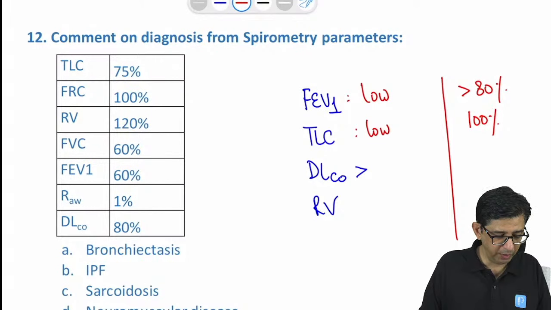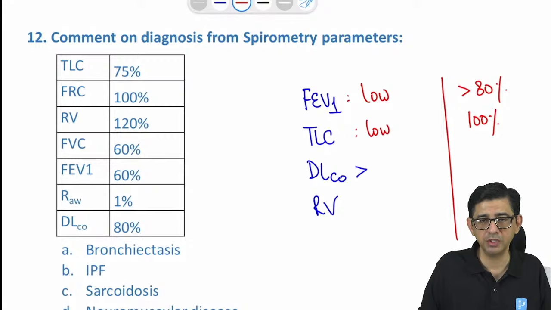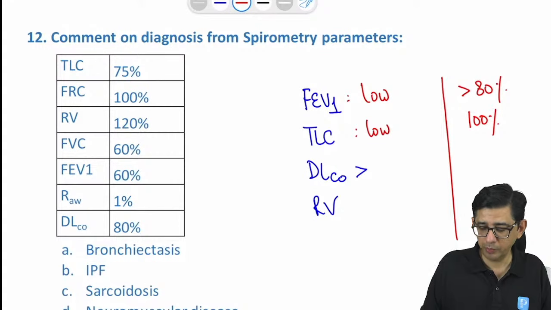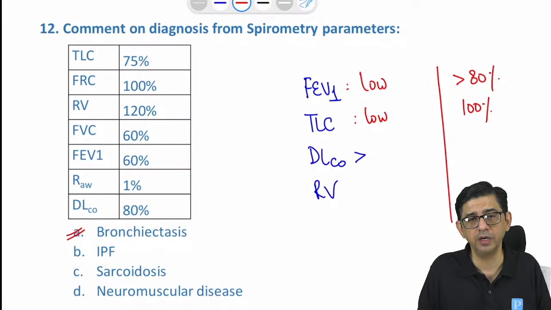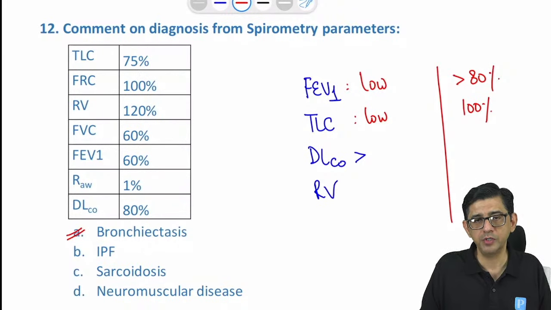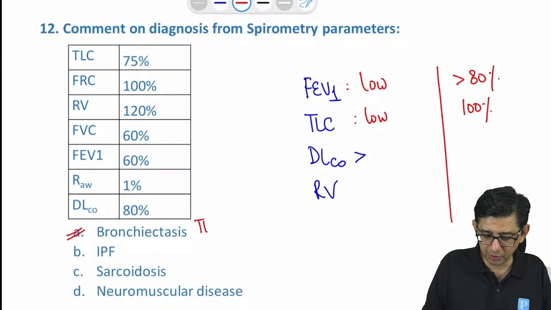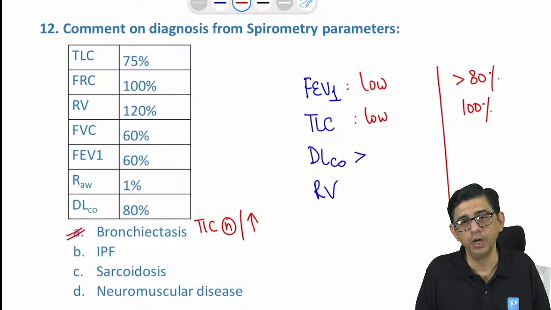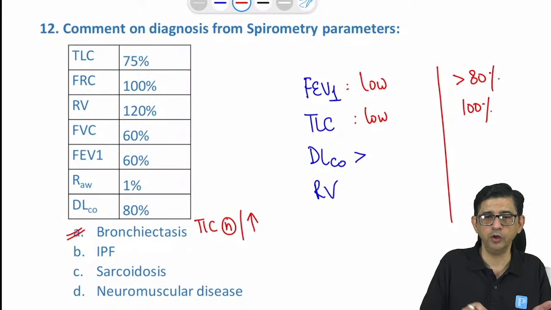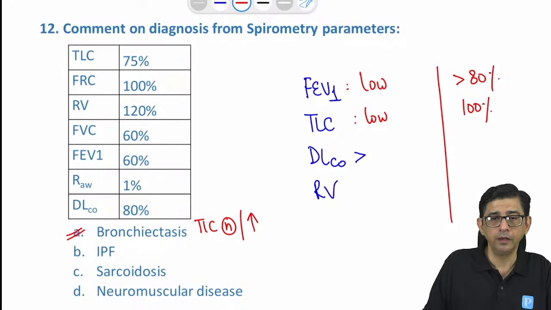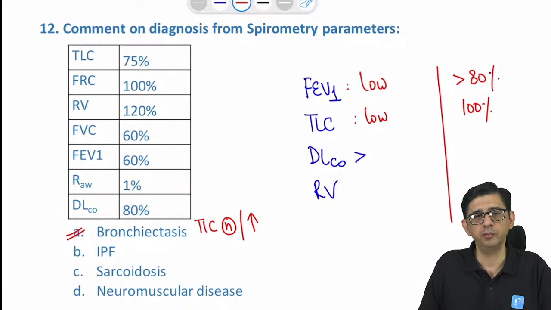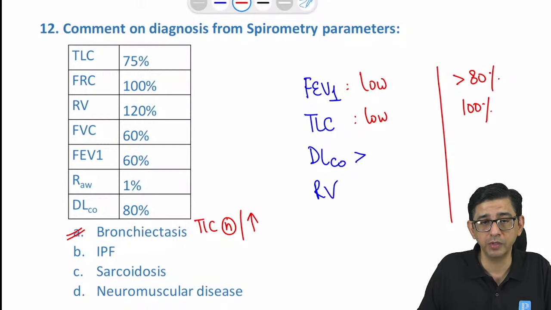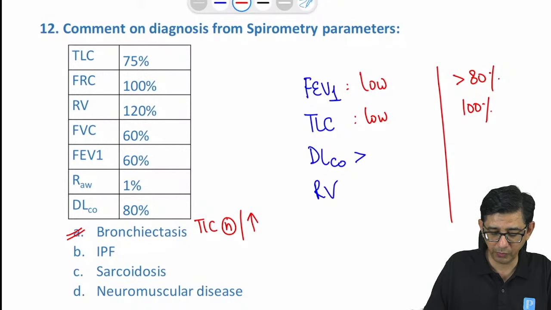So at this moment, what I can pick up in this question is that this cannot be a question on bronchiectasis, because bronchiectasis is an obstructive lung disorder, and in obstructive lung disorder the TLC of the patient is either normal or can be increased also, but TLC is not low in patients who are having obstructive airway disease. Now I'm left with the remaining two options, idiopathic pulmonary fibrosis and sarcoidosis. So let's work up those two options as well.